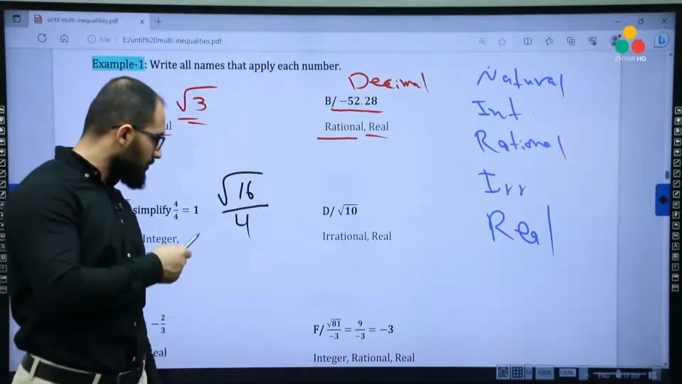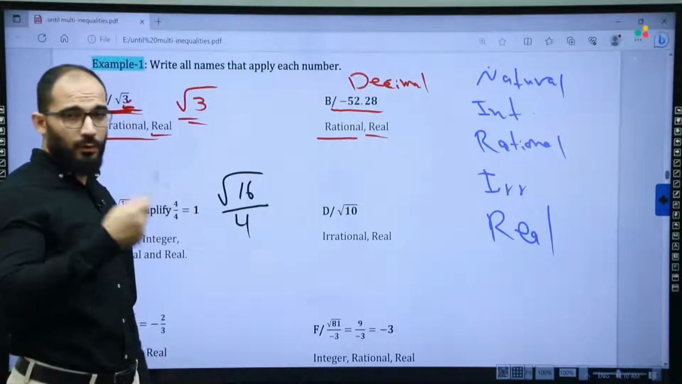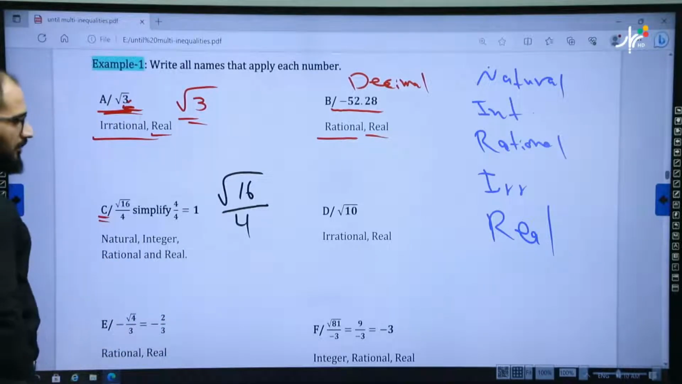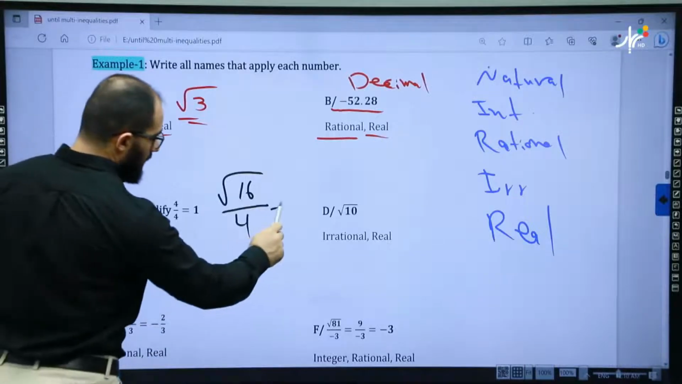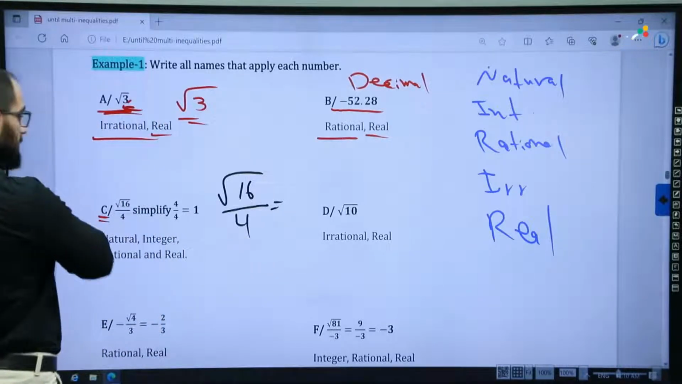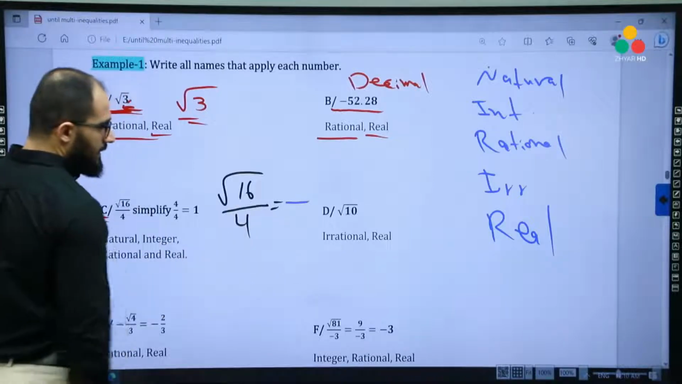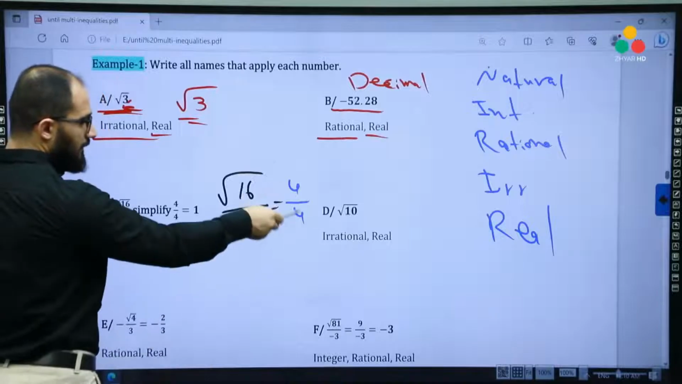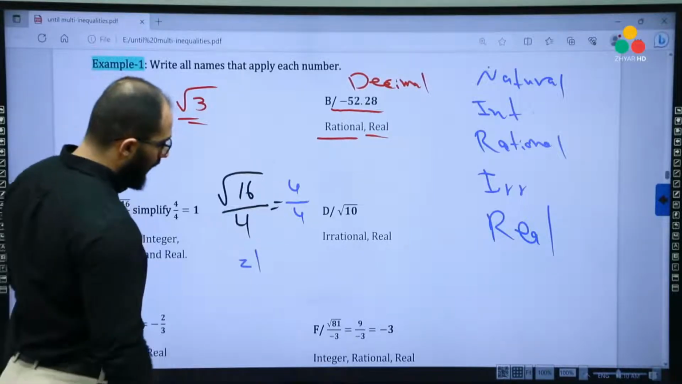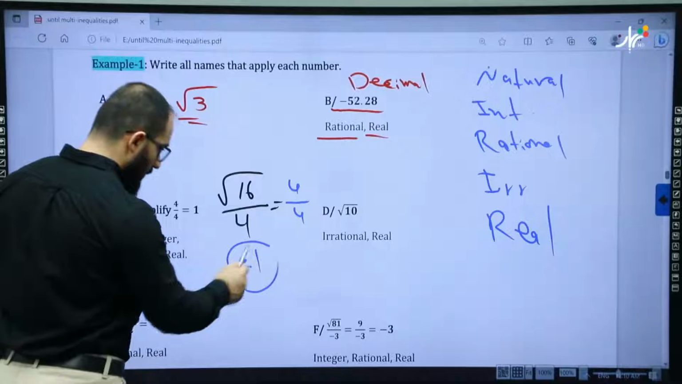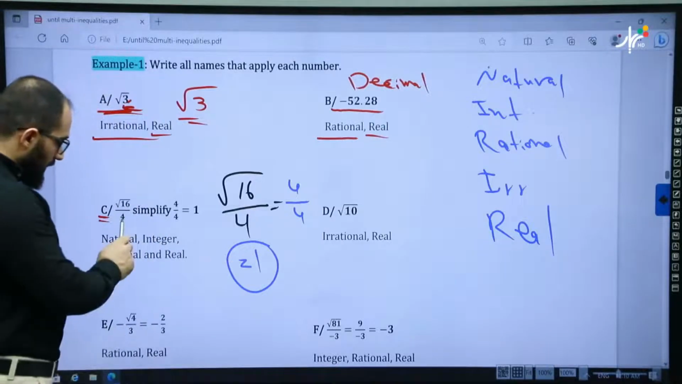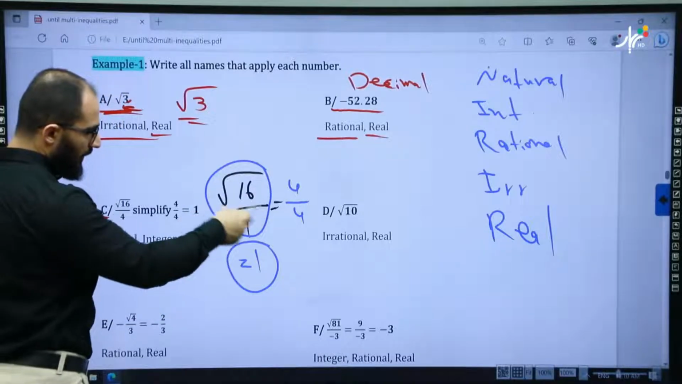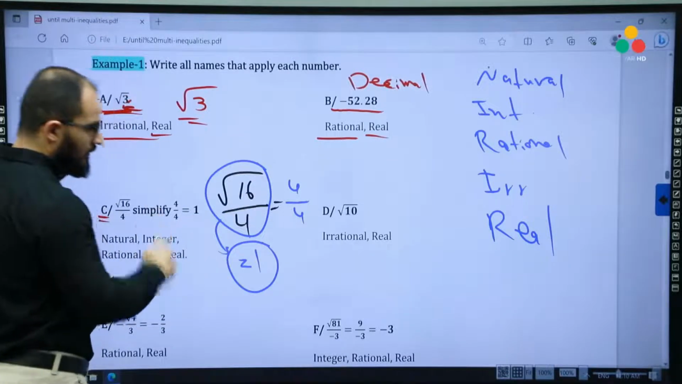First step, you have to simplify it. Then we decide is it real, integer, rational, or any of them. So let's simplify it. You know that the square root of 16 is 4. Write down 4 as it is. 4 divided by 4 is equal to 1. So right now we have 1. Be careful. After we simplified, we got 1.